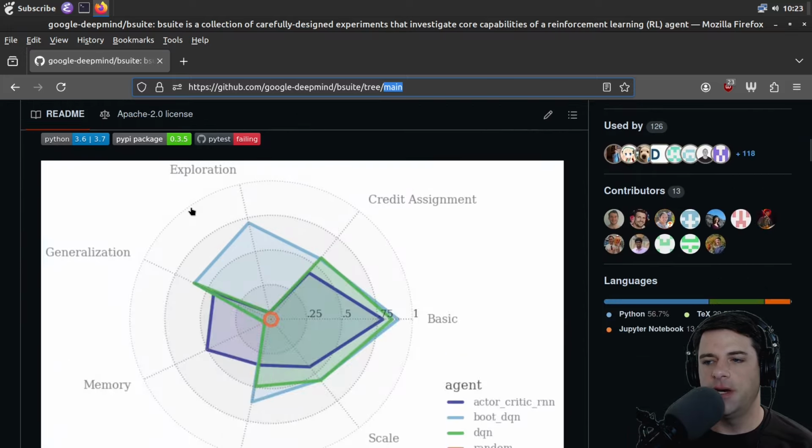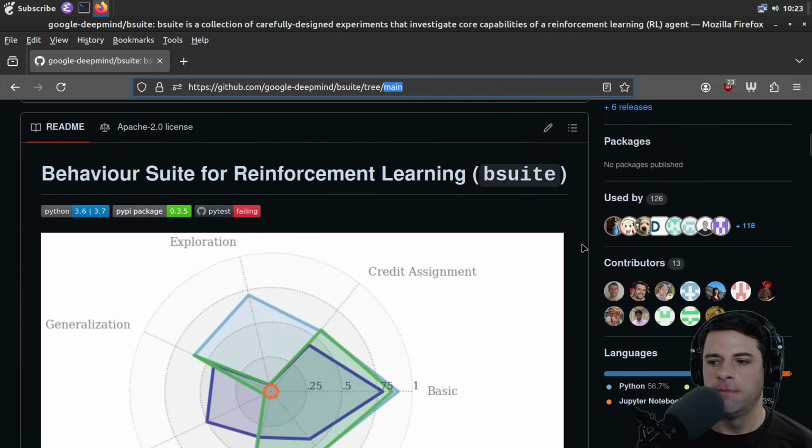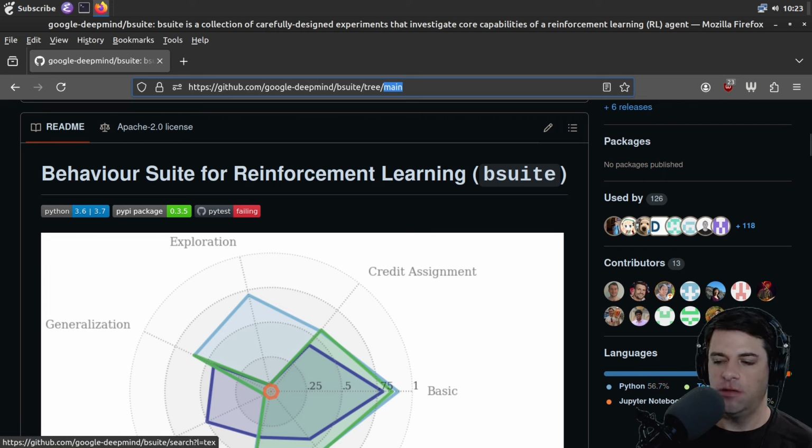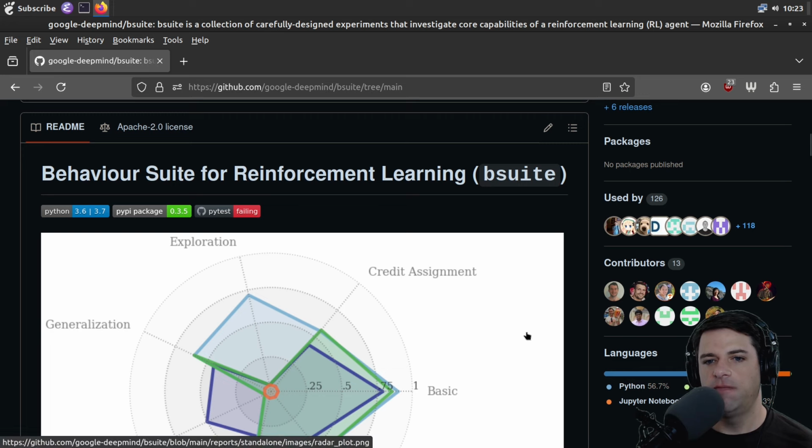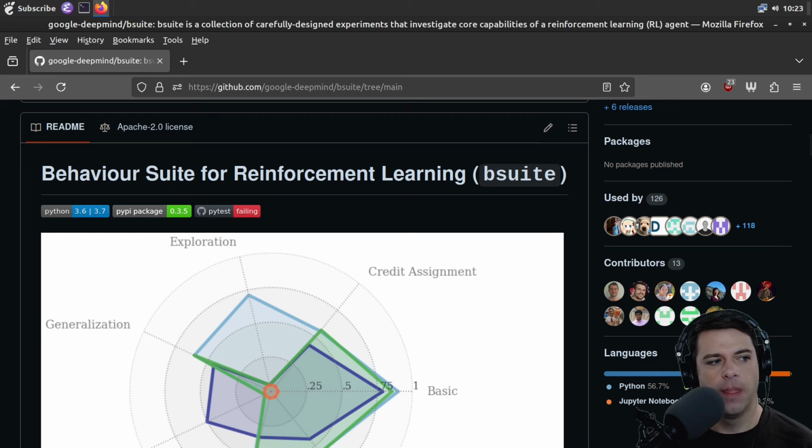This, I believe, is all Python. 56.7% Python, 30% TeX. I know they use TeX to generate reports, so there should be some LaTeX file for generating a report from a template. Jupyter Notebook, we all know, is really just Python. And then the remainder of the TeX might be the write-up of the paper. I'm not sure if that's in this repo or not, but we can check. The PyTest is failing.